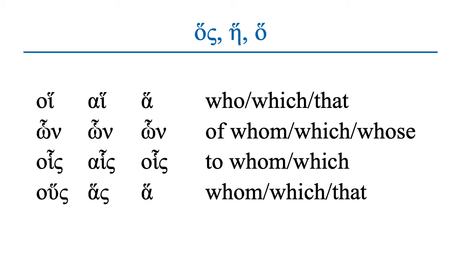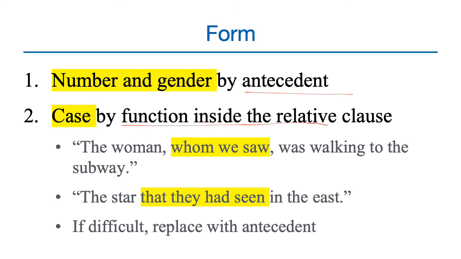So again, the key is for you to recognize that these are Greek relative pronouns, and you will know by their accents. The form, what should the form look like? In this case, number and gender are determined by what? Their antecedent, because they are standing in place of another word. So the number and gender will be determined by the antecedent, but case by the function inside the relative clause.